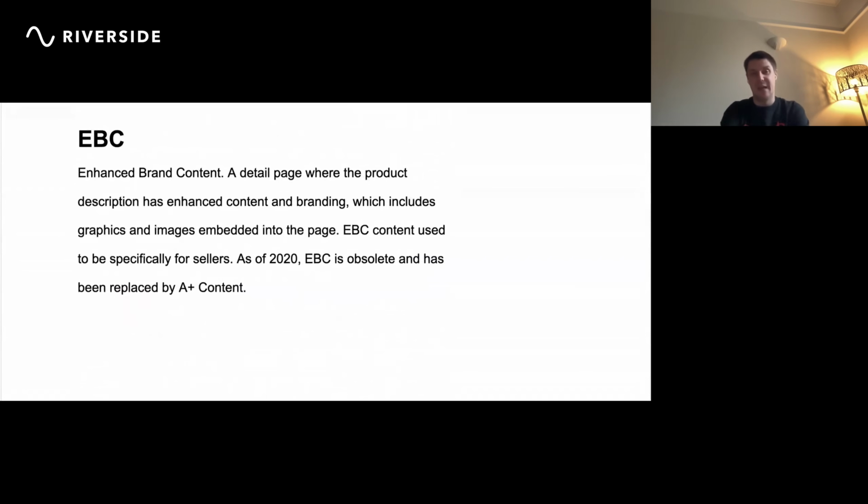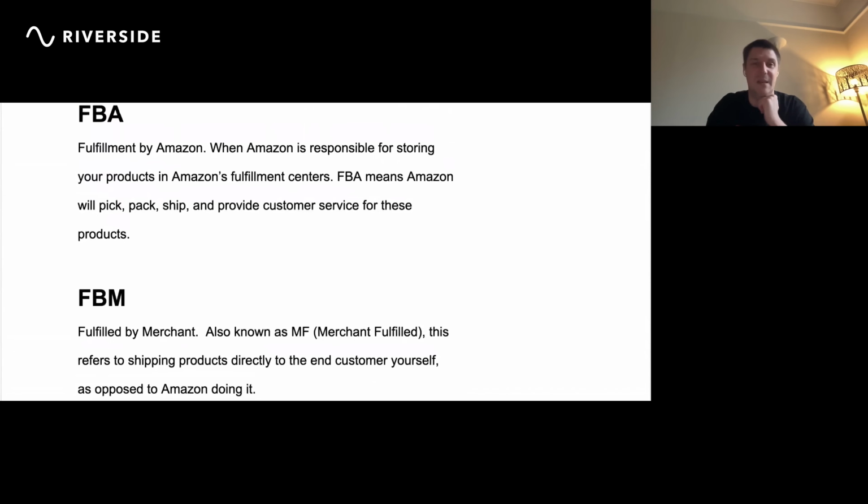EBC, that's the previous name for A+ content. This is enhanced brand content. So we touched on that, but it is on your detail page showing its content, branding, graphics, images, and just a better way to tell your story. As of 2020, enhanced brand content became obsolete and was replaced and renamed to A+ content.